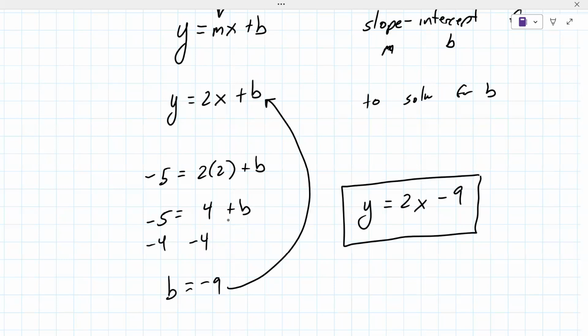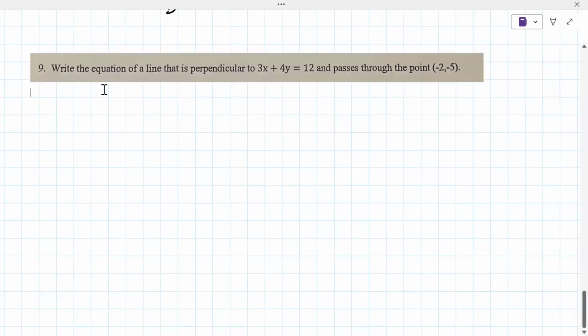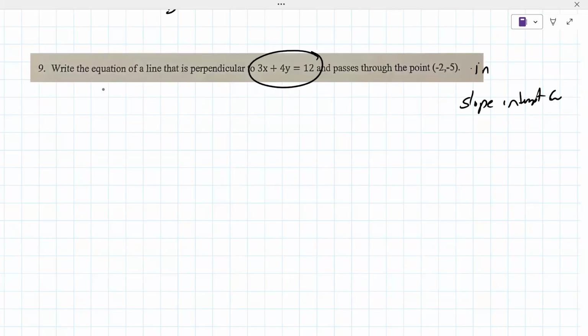For the one under it, so if parallel is the slopes the same, what is perpendicular? So good question. That leads us right into number 9. And again, it should say in slope intercept form.